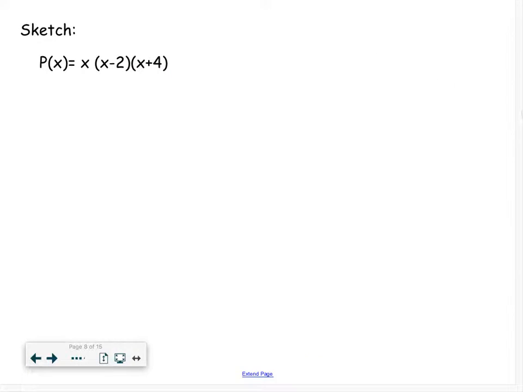Alright, sketching. We're gonna go over what we talked about yesterday. Just a sketch. It won't be too bad. Two problems and we're done.